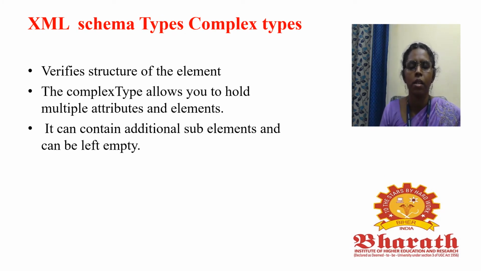And the second one is complex type. If you want to have multiple attributes and elements, we can define the tag or the schema as a complex type. It can contain additional sub-elements and it can be left empty. So it's not necessary to have all the elements filled in the complex type. That is the difference between the simple type as well as the complex type.